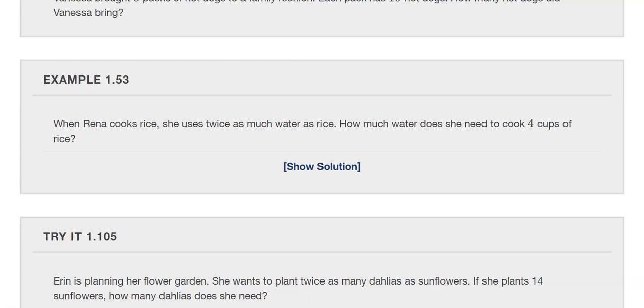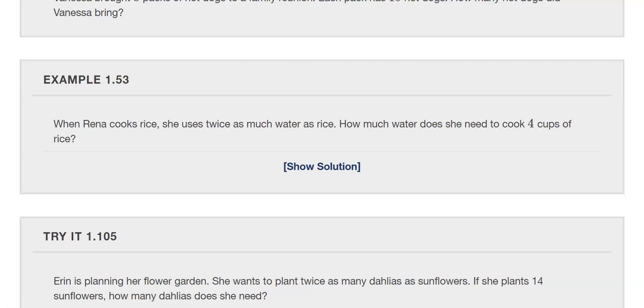So she uses twice as much water as rice, right? So how do you understand this? Which is more? She uses more rice than water or more water than rice? She uses twice as much water as rice, which means the rice is less and the water is twice as much, 2 times the rice. Now, how much water does she need to cook 4 cups of rice?